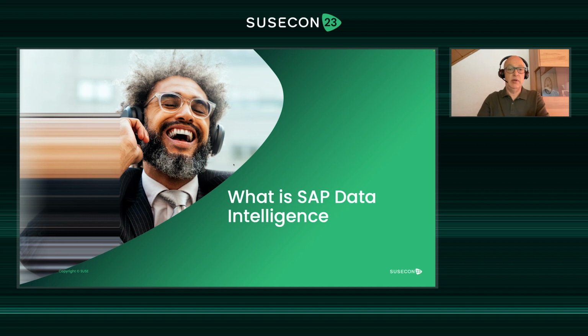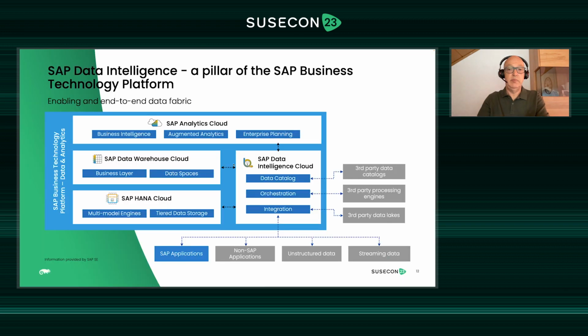Now let's talk about what is SAP Data Intelligence. SAP Data Intelligence is a comprehensive data management solution. As the data orchestration layer of SAP's business technology platform, it transforms distributed data sprawls into vital data insights, delivering innovation at scale. You can consider SAP Data Intelligence as kind of air traffic control for your data.